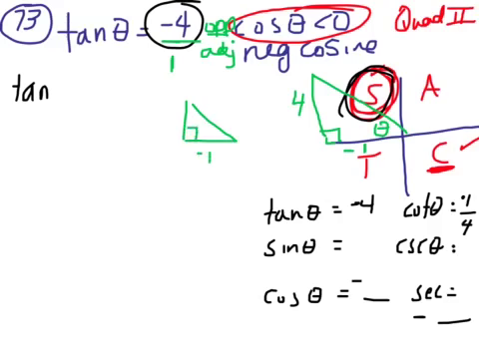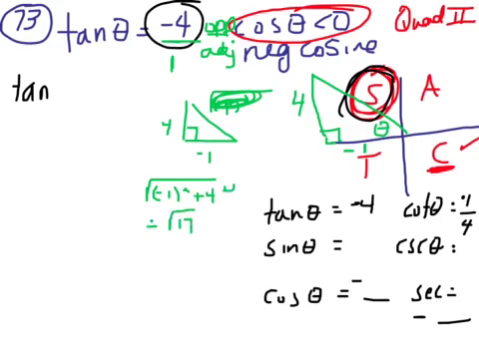This is -1, this is 4. So the hypotenuse is the square root of (-1) squared plus 4 squared. So that's going to be the square root of 1 plus 16. That's the square root of 17. So my hypotenuse is actually the square root of 17. I'll write it up here and draw an arrow there so we know what it is.